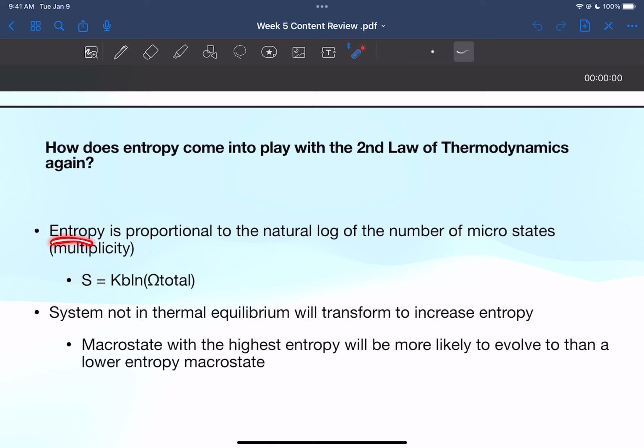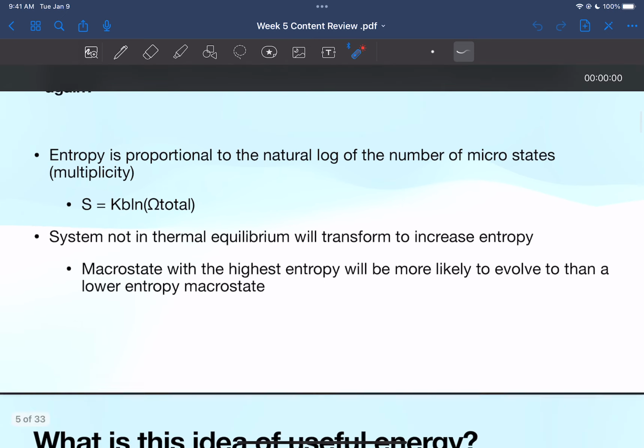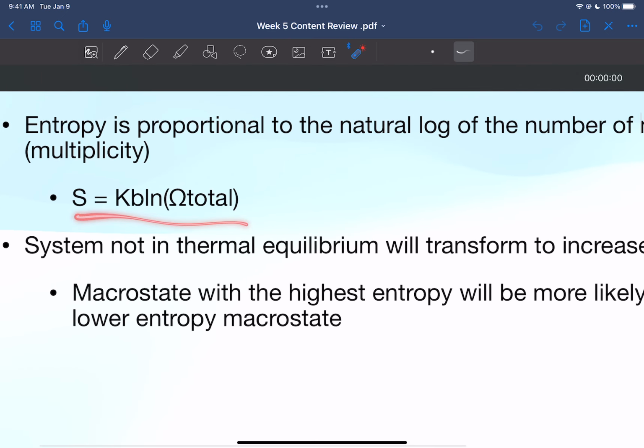So entropy, we said, I don't know if it was last week or the week before, is proportional to the natural log of the number of microstates, right? And the number of microstates for a specific macrostate is the multiplicity. So this was the equation that we were going over: entropy, S, is equal to Boltzmann's constant, k_B, times the natural log of your multiplicity.